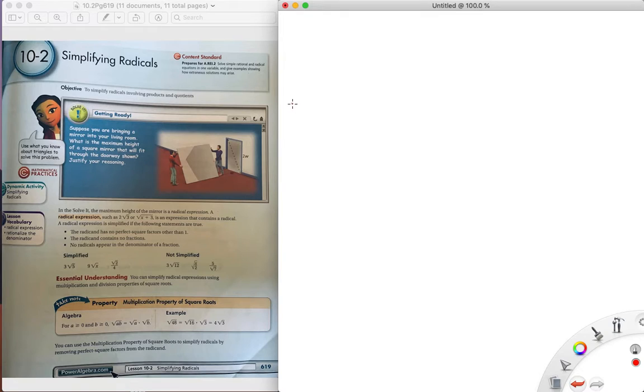Condition number one, the radicand has no perfect square. So if you have the square root of 32, the first thing you've got to think of is, can you get a perfect square out of that? And you can sort of divide it using the factor tree. 2 times 16, right? And then the square root stays.